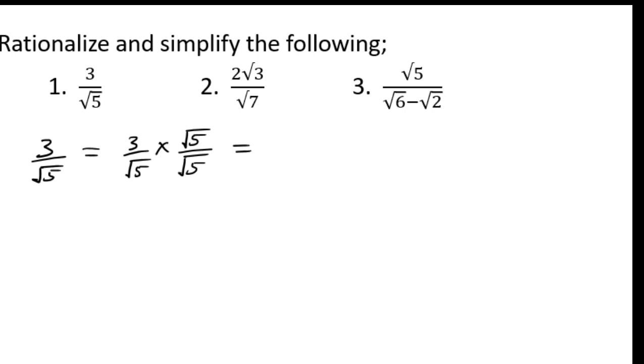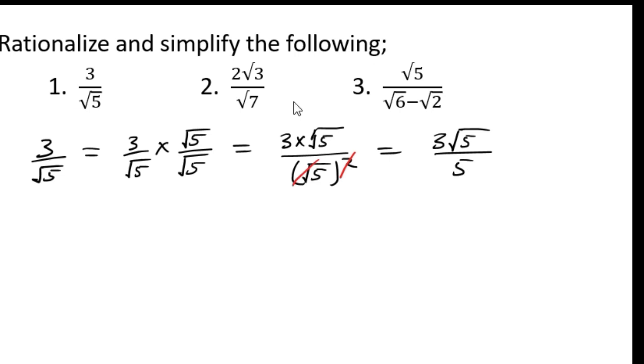So this will give us 3 times root of 5, all divided by root of 5 times root of 5, which will give us root 5 all squared. Okay, so moving on, we are going to have 3 times root of 5, divided by, first this is gone and this is gone, so we are left with 5. So basically this is how you can simplify or rationalize that irrational denominator.